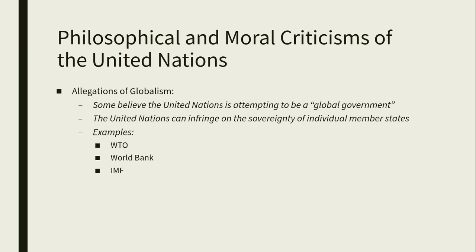There are also allegations of globalism. This is actually something I've been seeing a lot of recently in Canada, being aimed at people like Justin Trudeau or some of the chief medical officers in Canada during the COVID-19 crisis. So some believe that the UN is attempting to be a global government. This allegation criticizes that the UN can infringe on the sovereignty of individual member states. Some examples of this would be through the use of organizations such as the WTO, the World Bank, or the IMF. Again, for these organizations to be used, countries have to go along with those decisions, which means giving up a bit of sovereignty.